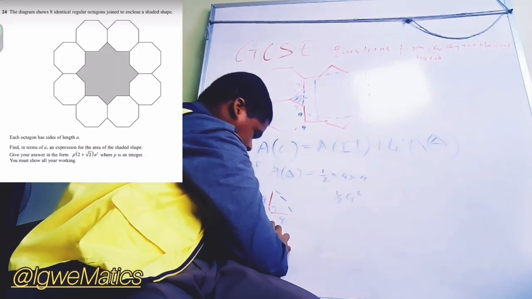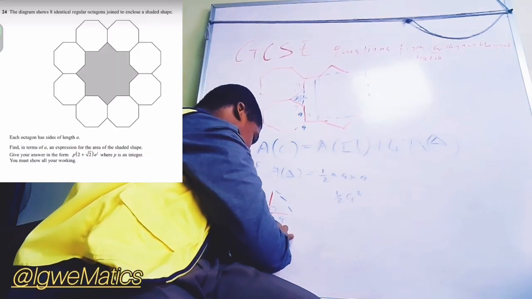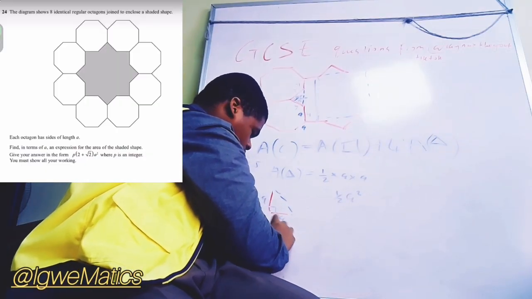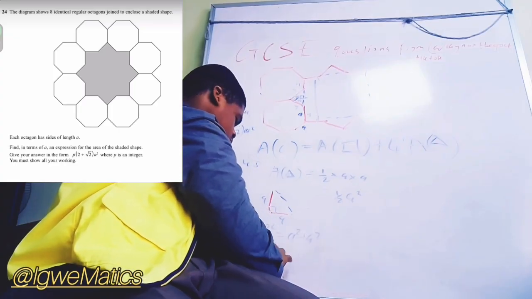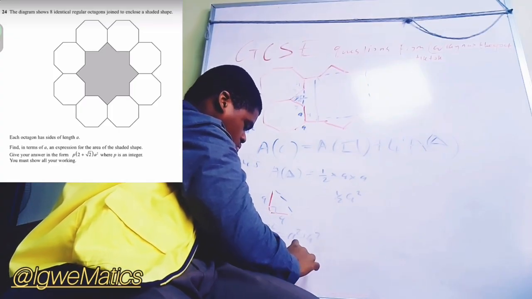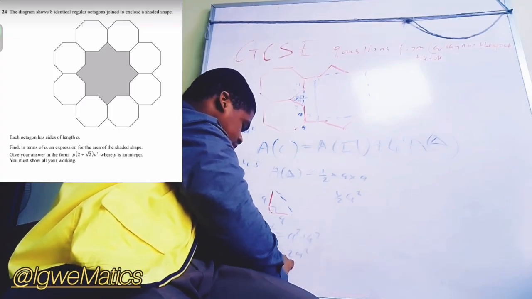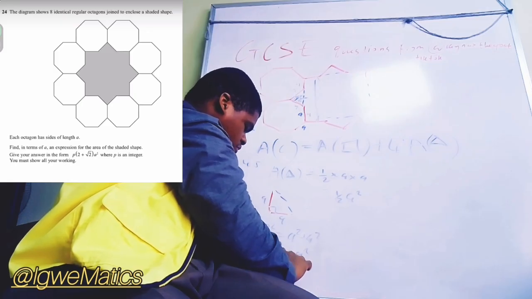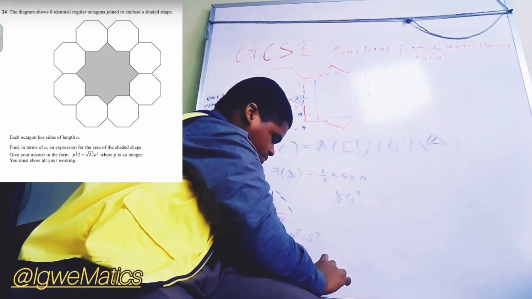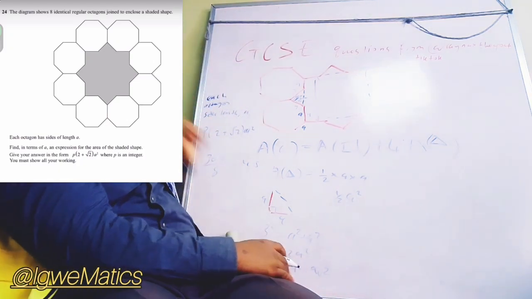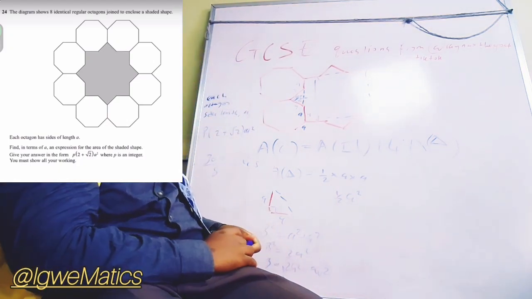The Pythagorean theorem says that the blue length squared is equal to A squared plus A squared. So B squared should equal 2A squared. You square root both sides, and that blue length is equal to the square root of 2A squared, which is equal to A root 2. Good. So we can progress.